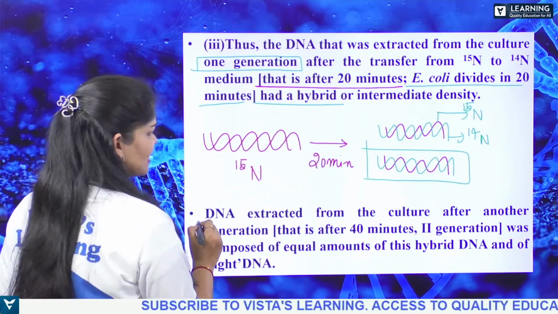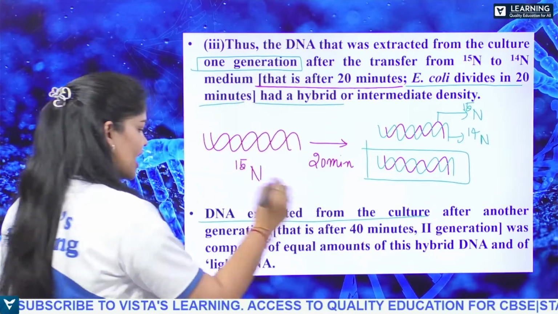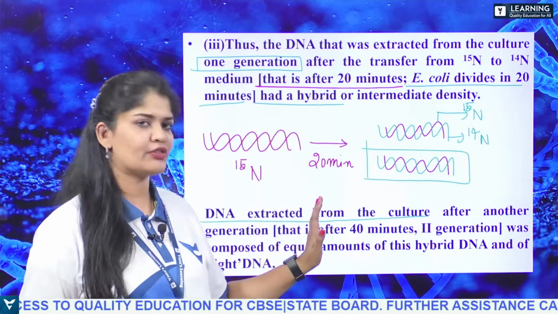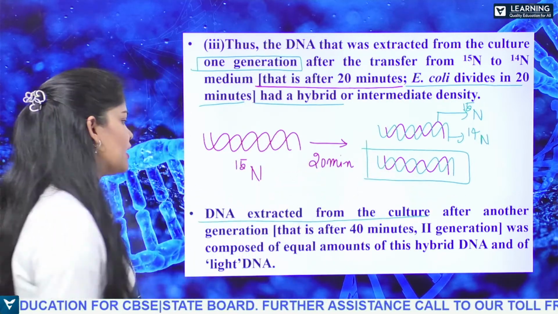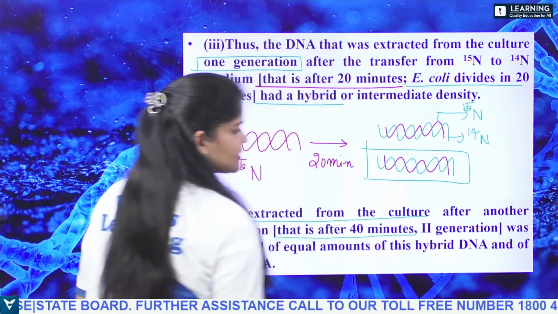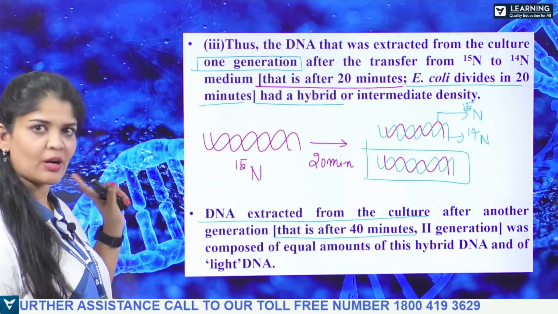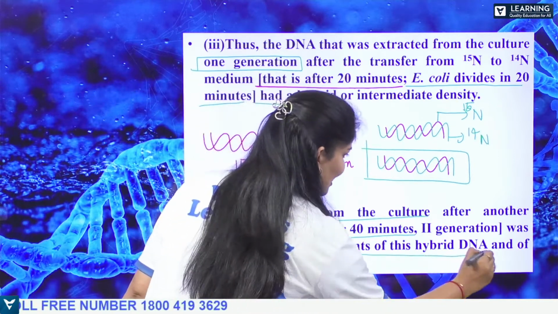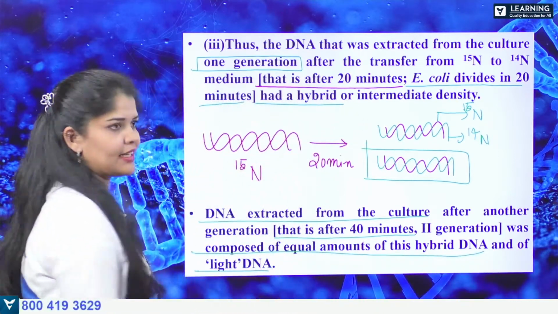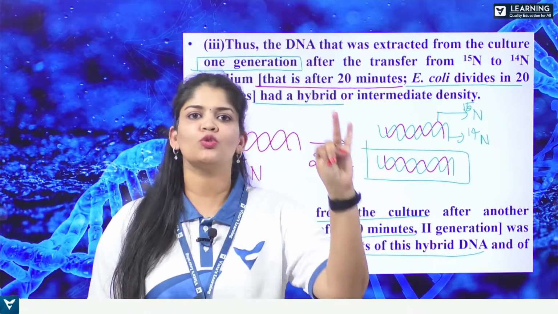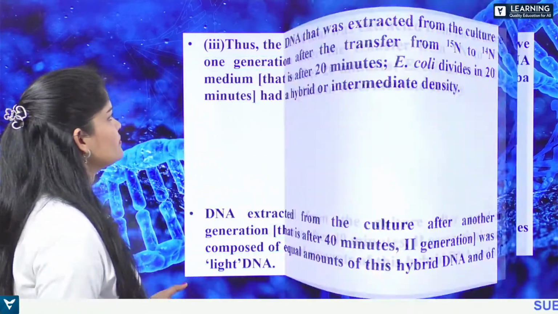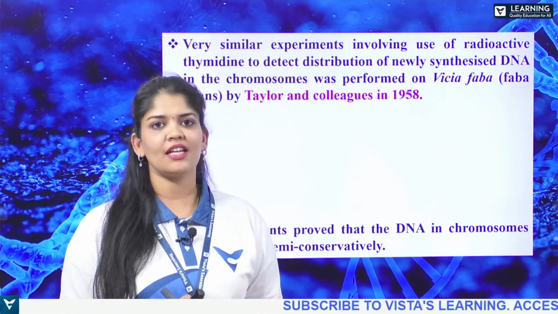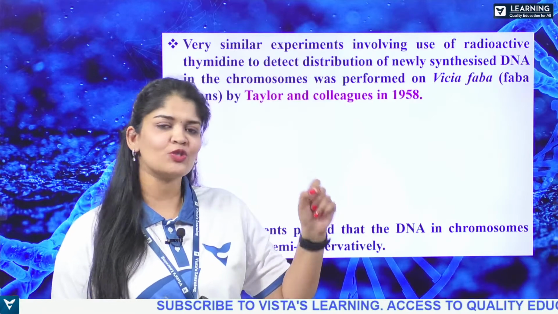Now, the DNA extracted from the culture after another generation, that is after another 20 minutes, so 40 minutes from the initial point, the second generation, was composed of equal amounts of hybrid DNA and light DNA. Out of 4, 2 are hybrid, 2 are light DNA. So this is the proof that DNA is replicating in a semi-conservative mode.